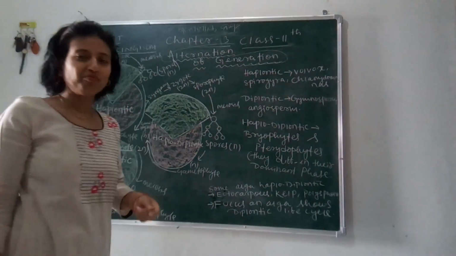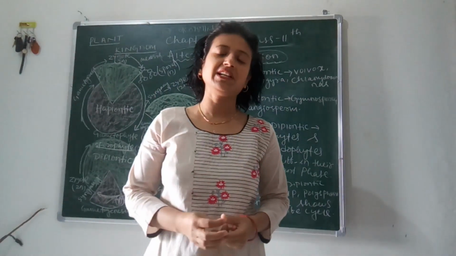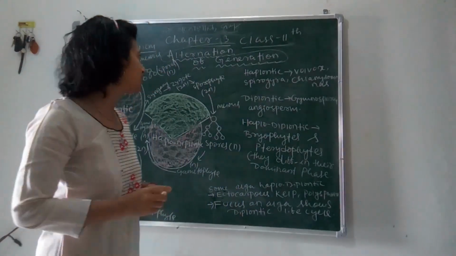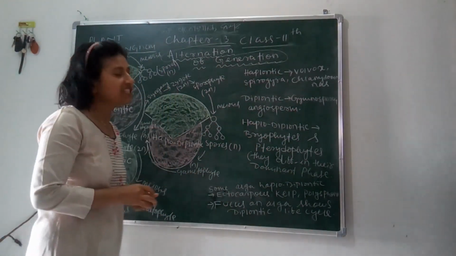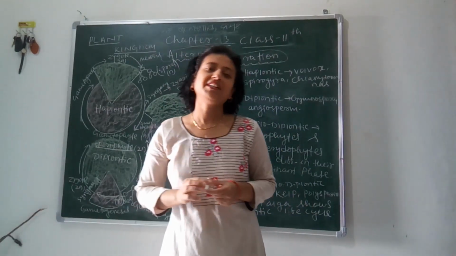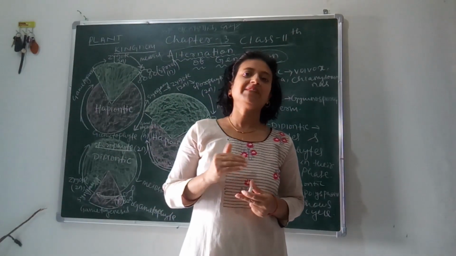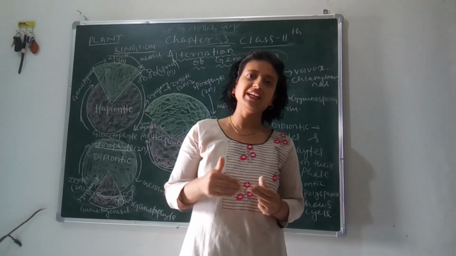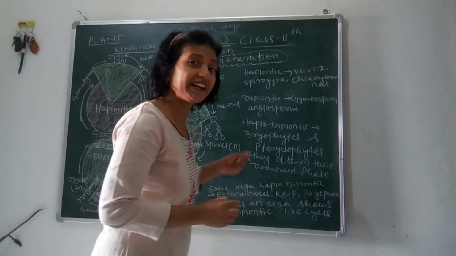As you know, before I start the chapter, I always tell you the meaning of the topic and explain the topic. So let's explain this topic. Alternation of generation. What is the meaning of alternation of generation? Alternation of generation means the changing pattern of gametophytic phase to sporophytic and sporophytic into gametophytic. So let's understand it in detail.